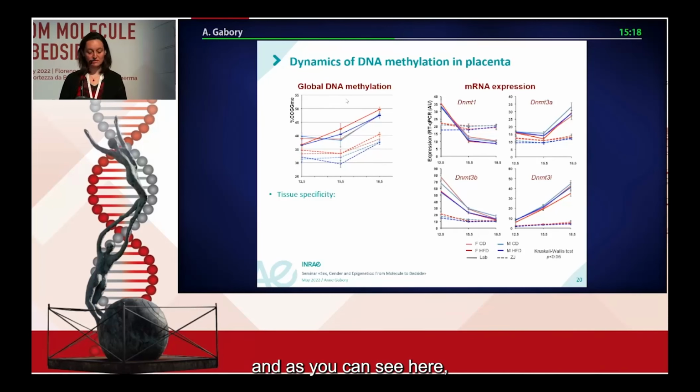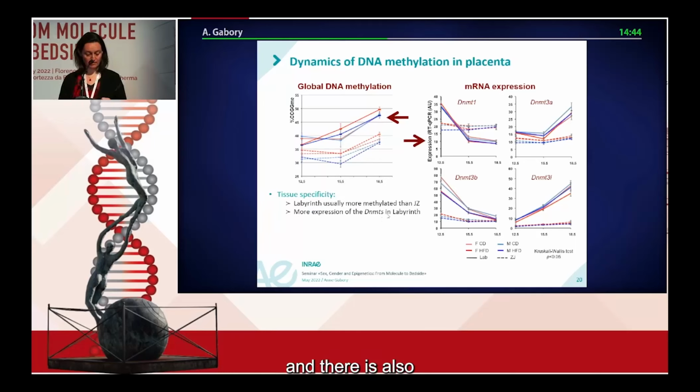And as you can see here, there is a dynamic of DNA methylation in the placenta and also a tissue specificity. Usually, the plain lines here are the labyrinth measurements, while the dotted line is the junctional zone. So usually the labyrinth has more DNA methylation than the junctional zone and expresses more of the enzymes DNMT3A, 3B, and 3L.